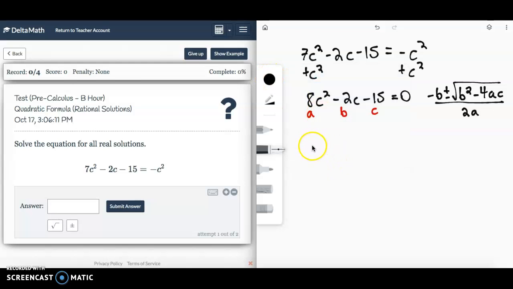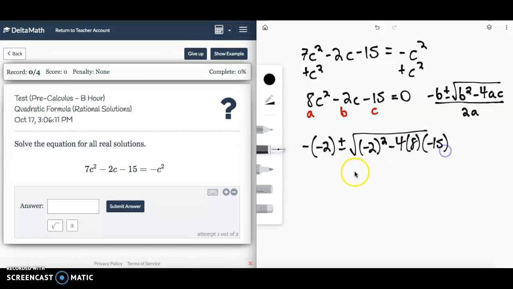All right, so I'm going to have negative b plus or minus the square root of b squared minus 4ac, all over 2a. Okay, and then we're going to work with simplifying some of this. So minus a negative 2 gives me a positive 2, plus or minus my square root. So negative 2 squared is 4.